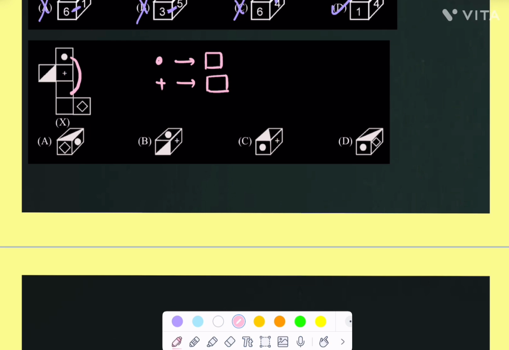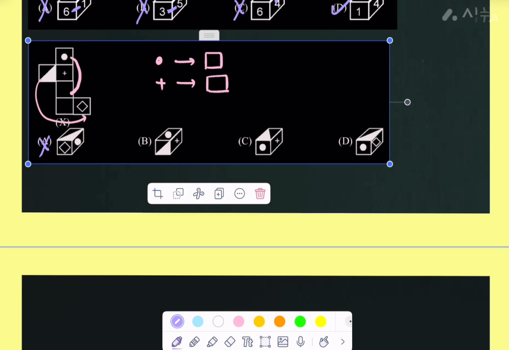And here the triangle, these two are also opposite to each other, right? These two are opposite. Now we'll check which of the following is the correct one. According to the first option, dot and empty space are opposite, plus and empty space are also opposite, and triangle and rhombus are also opposite. These two are opposite, they cannot be adjacent. No, this is not the correct option, right?